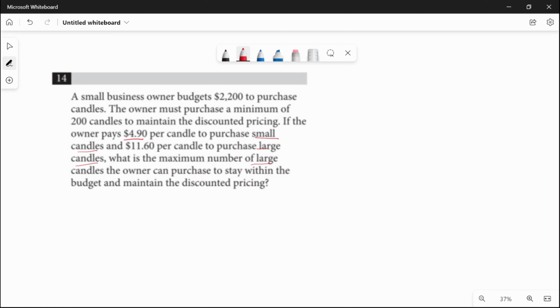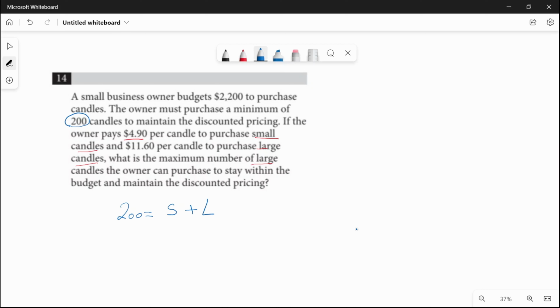So in this question we should write down a system of equations. First, let's write down an equation that relates the number of large candles and the number of small candles. We know that the total number of candles is equal to 200. Therefore, 200 will equal the number of small candles, let's say S, plus the number of large candles, which is L.